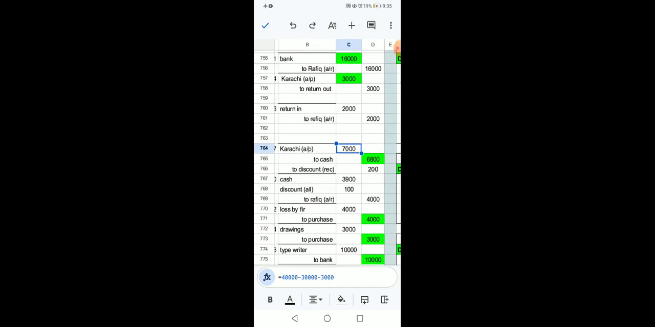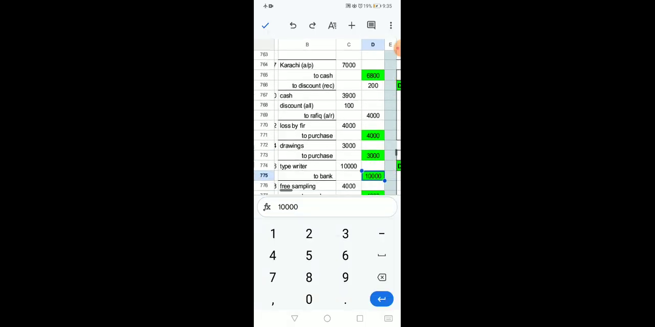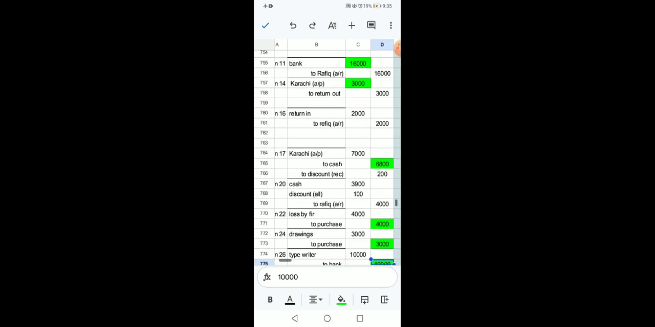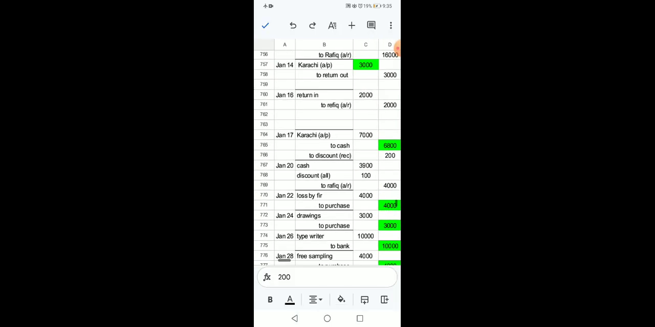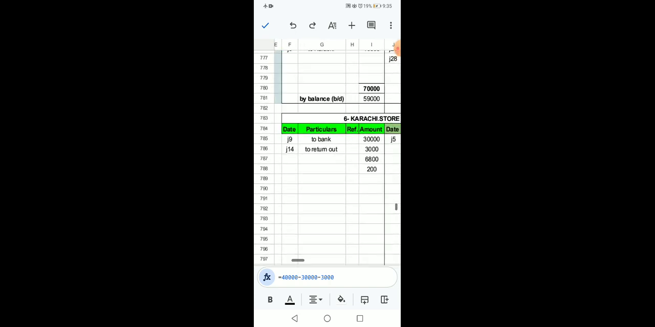So you will go to the Karachi account and you will debit Karachi by two amounts. And what are those two amounts? First, you have gone to Karachi, you have chosen the debit side. 6,800 was the first amount, 200 was the second amount. Now see, Karachi is debited by 7,000 and you have separately written 6,800 and 200. Ultimately Karachi is being debited by 7,000. This is the same thing.